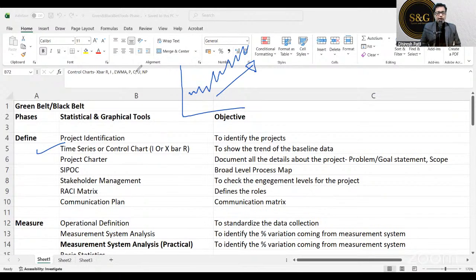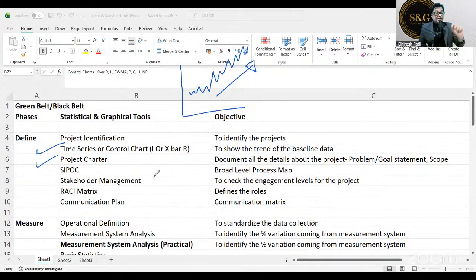Then comes the project charter. Project charter, everybody knows, just give me yes in the chat box. We have learned project charter even in yellow belt. What is the problem statement? What is the goal statement? Who are the team members, etc. So this document basically covers all those things.